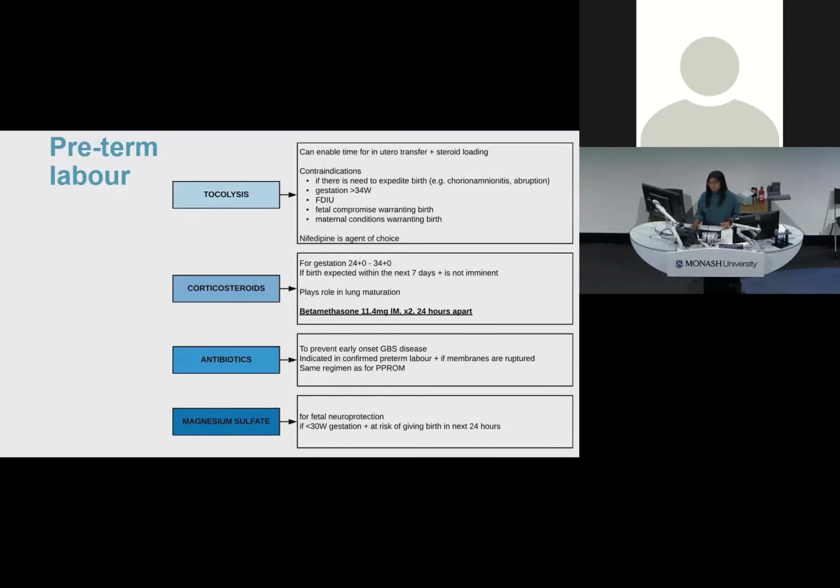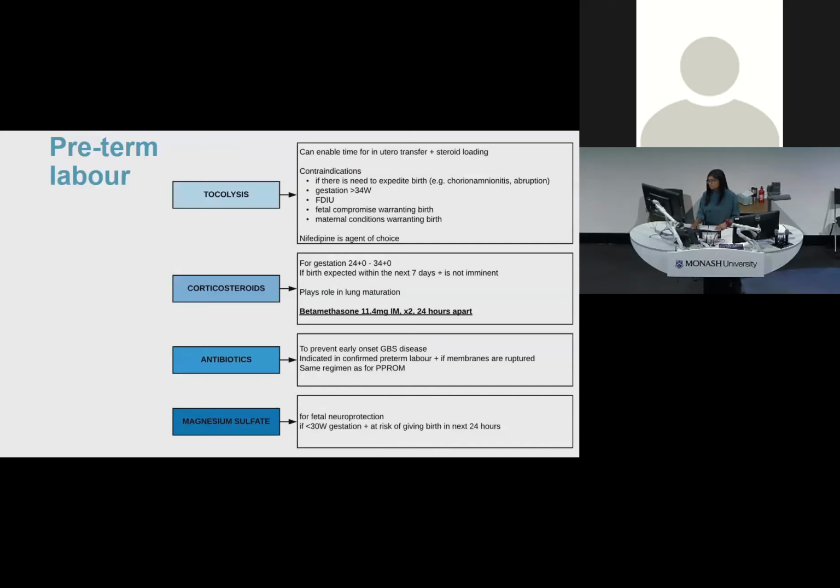This is just the management of preterm labor. Tocolysis is a method used to delay the birth. It's only really justified if you need to do in utero transfer, so if you're in a rural centre and you need to try and get them to a tertiary centre, or if you want to try and do steroid loading. Nifedipine is the agent of choice. With corticosteroids, this is the number that you need to know: betamethasone 11.4 milligrams IM, 2 doses 24 hours apart. You do that between 24 to 34 weeks, and it plays a role in fetal lung maturation.